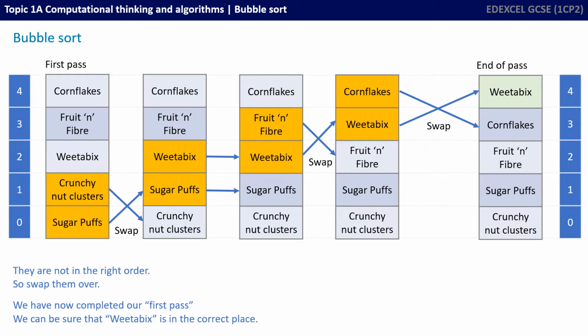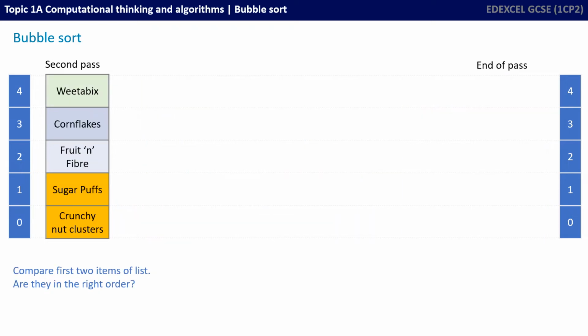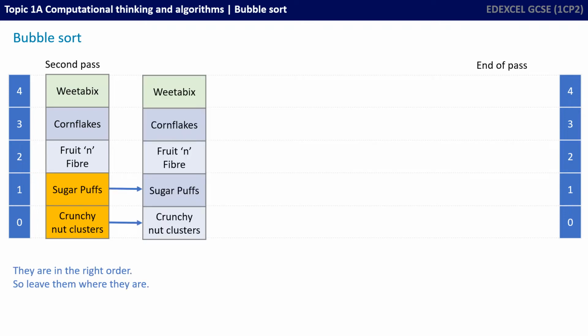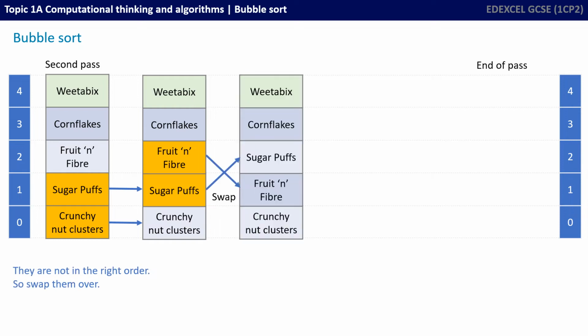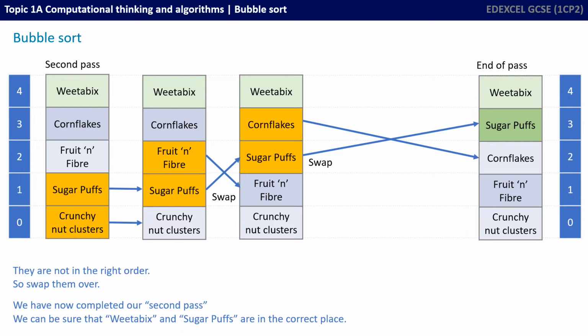We now have to perform a second pass. So Weetabix is in the correct place, so we can ignore that, but we repeat the algorithm starting with comparing Sugar Puffs and Crunch Nut Clusters because they're the first two items of the list. And we ask, are they in the right order? They are, so we leave them where they are. We compare the next two items on our list. Are they in the right order? Well, they're not, so we swap them over. We compare the next two items on our list. Are they in the right order? And they're not, so we swap them over. We've now completed our second pass, and we can be sure that Weetabix and Sugar Puffs, which has just bubbled up to the top, are in the correct place.